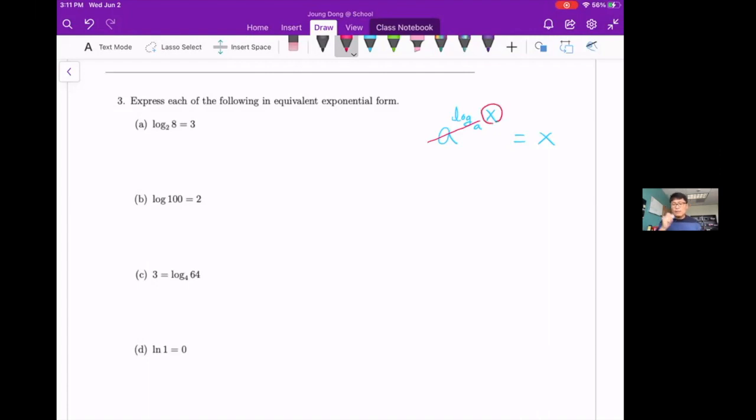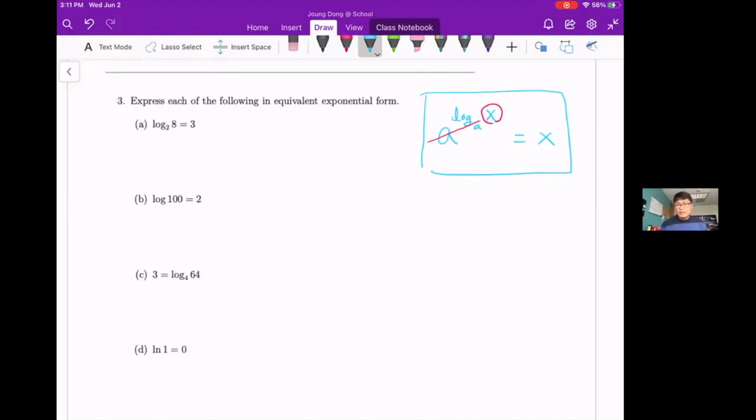But the most important thing is that the base of the exponential function and the logarithmic function must be the same. Is that clear? Okay, so I'm going to use this property for all of these number three problems. Please keep that in mind. So look at problem A.